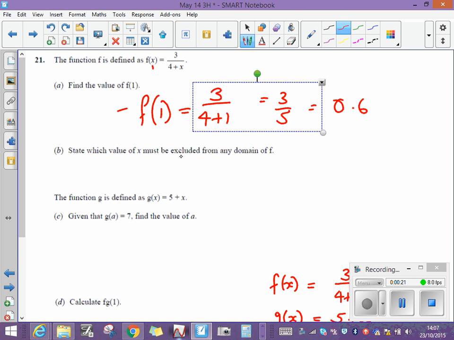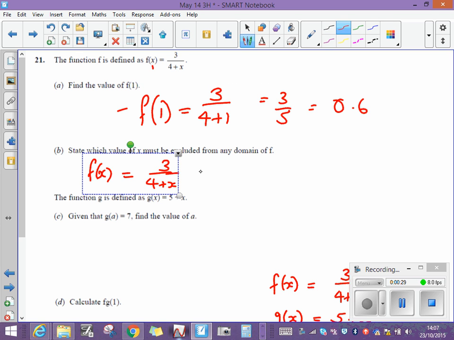Okay, which value of x must be excluded from any domain of f? Right, if we look at f of x, we can see that it's 3 over 4 plus x. And what we remember here is that you cannot divide by 0. Dividing by 0 is not permitted. So we cannot have the bottom of this fraction equaling 0.